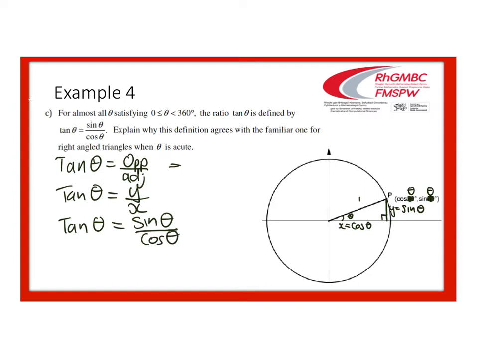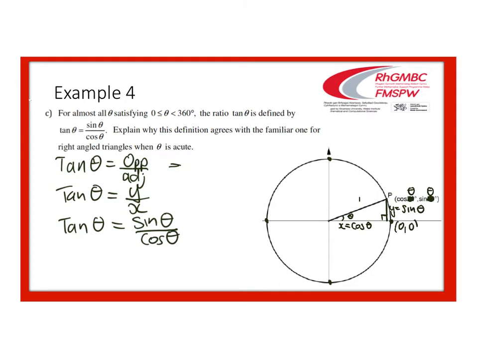Now, it does say for almost all theta satisfying 0 less than or equal to theta less than or equal to 360 degrees, because it's not true for all theta. So it's a good idea to think about when this is not true. You may have come across this when doing examples, but there are times when this isn't going to be true, and they may occur at the 90 degree, 180 degree, 270 or 0 mark, because of the x value.